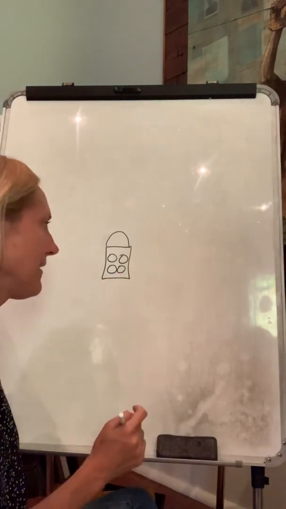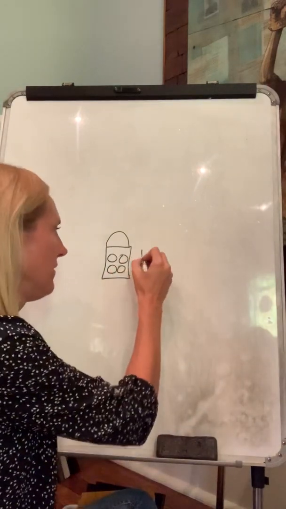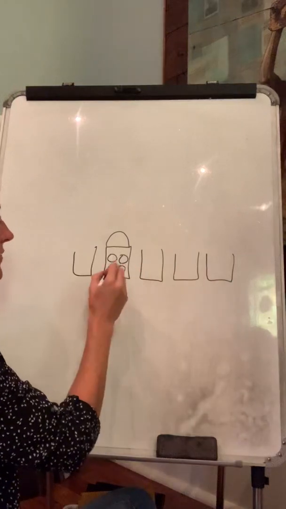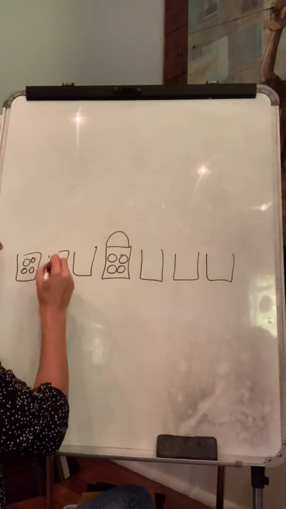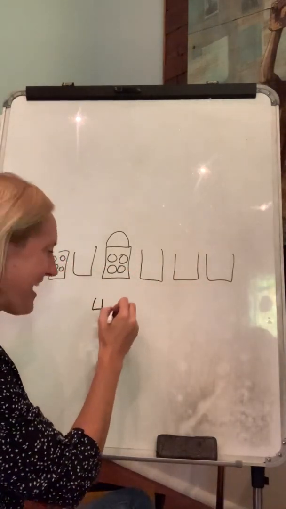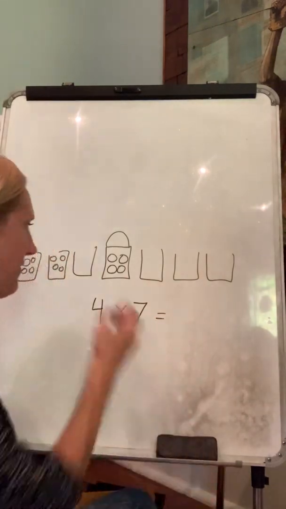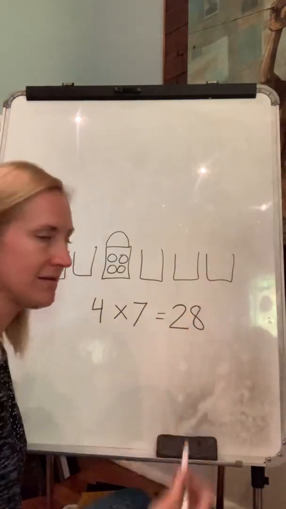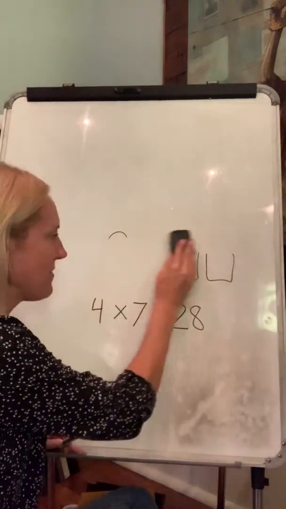So that's 1 bag can hold 4. What about 7 bags? 4, 4, 4, 4, 4, 1, 2, 3, 4, 5, 6, 7. And each of those can hold 4. Okay? So we have 4 times 7 equals, what's 4 times 7? Well, you can draw it and count it out. If you've memorized it, it's 28. Okay. All right. So let's use that same number, 28.